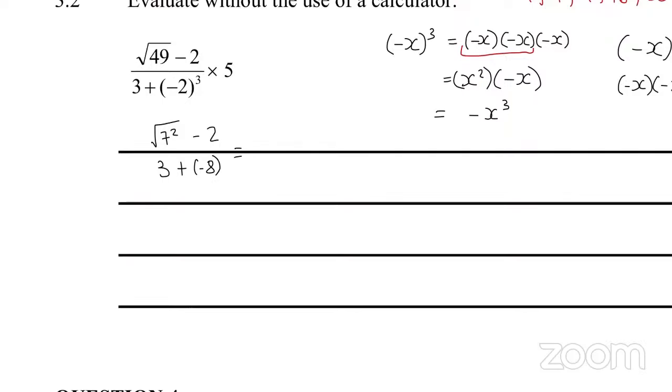Then of course that's 7 minus 2 divided by 3 minus 8, which is equal to 5 over negative 5, which is then equal to negative 1. Okay, let's move on.